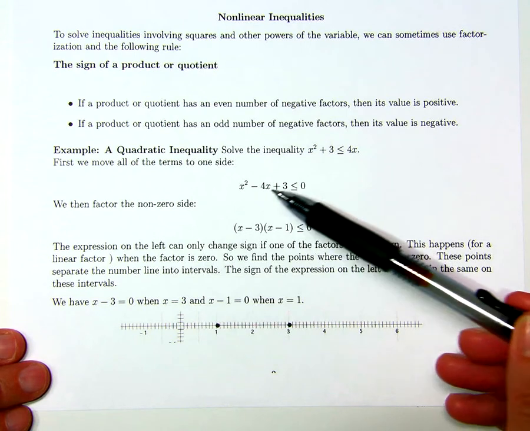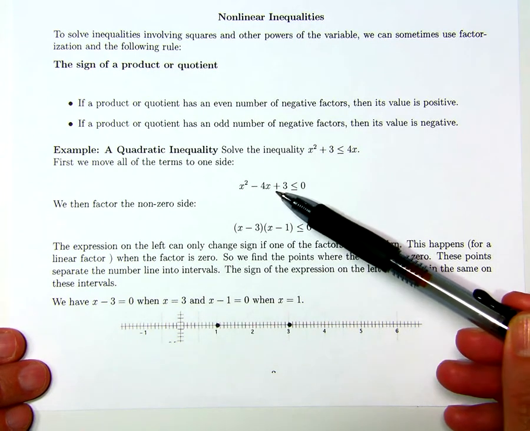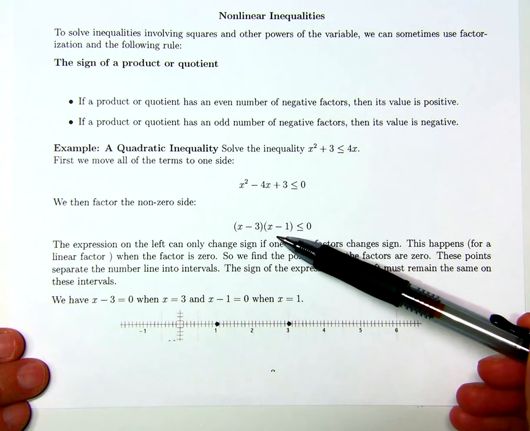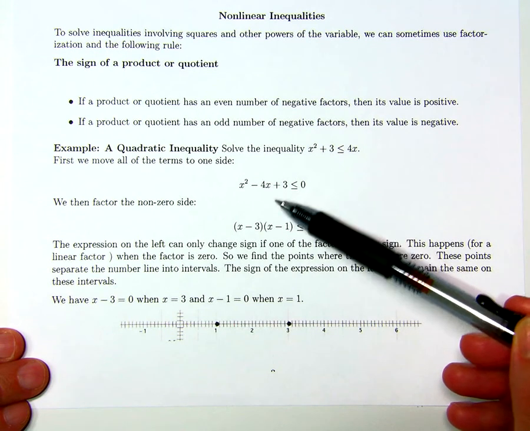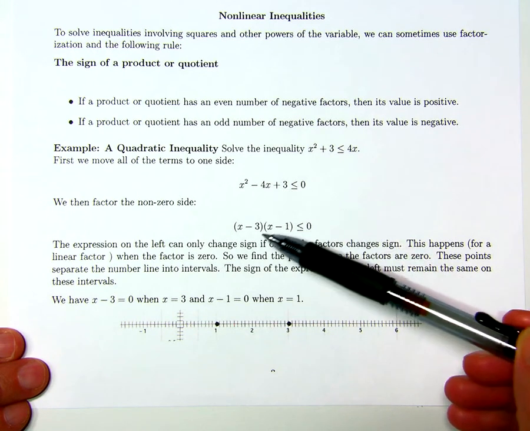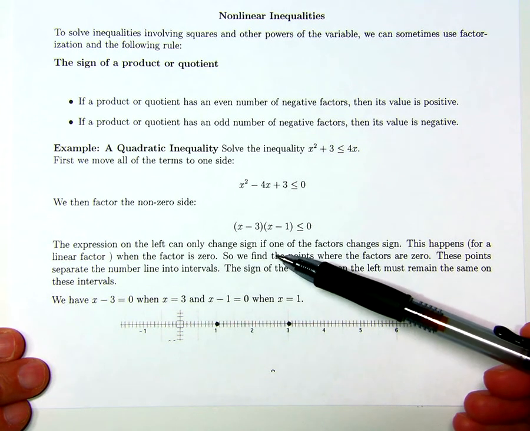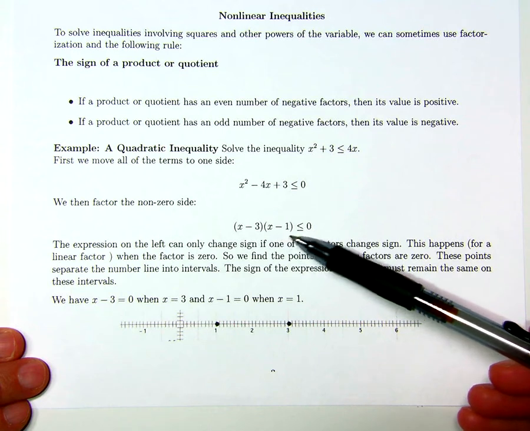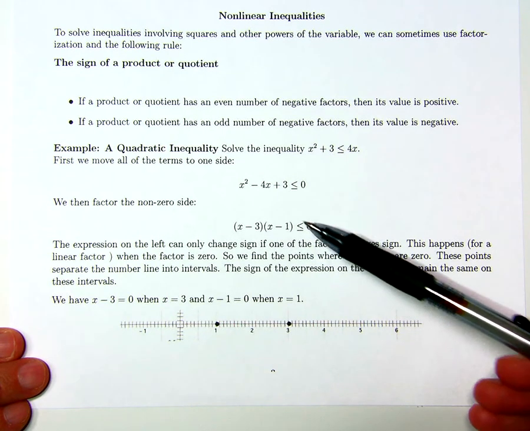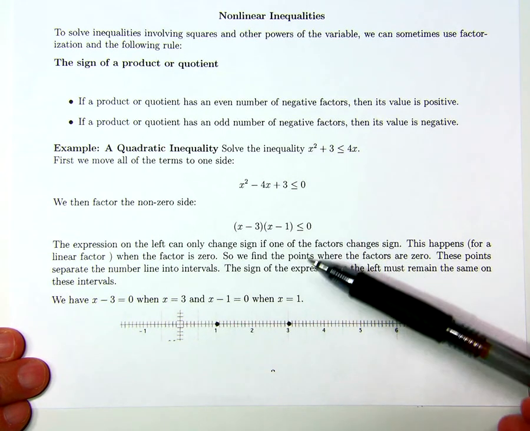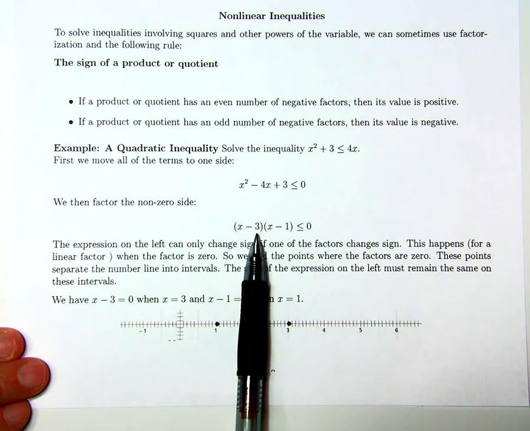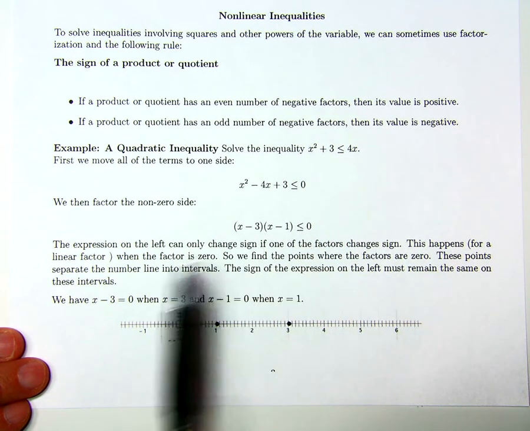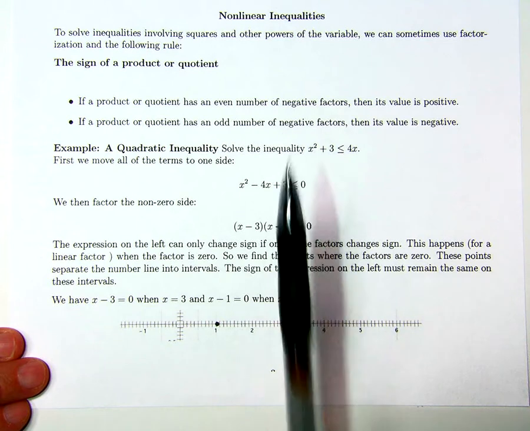Our next step is to factor the left-hand side of this inequality, and you can figure out that the two numbers whose product is 3 and whose sum is -4 have to be -3 and -1. And so this factors into x minus 3 times x minus 1. And now we've changed our problem to deciding when the product of these two factors is less than or equal to 0. And now we use our rule.